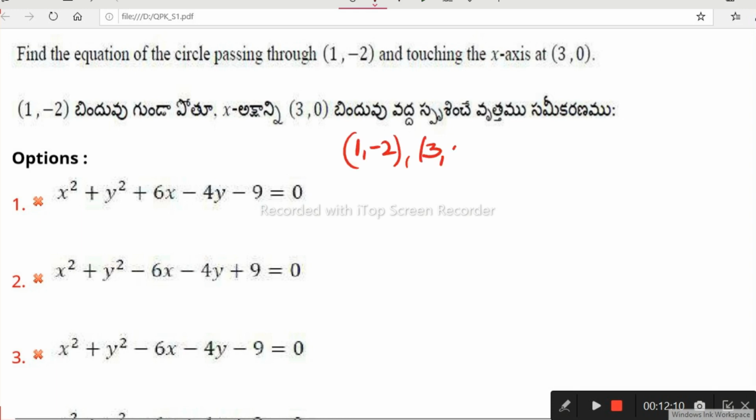Such types of questions, we can use options verification. The circle we need is among the options, so let us find which circle equation passes through this point. There is another point: touches the x-axis. Touches the x-axis, do you know the condition? Touches the x-axis means g square is equal to c. We should verify this also. First let us verify this: g square is equal to c verification. I am doing it by options verification.